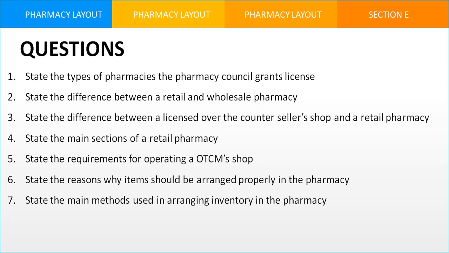Please look at the questions. State the types of pharmacies the Pharmacy Council grants licenses. State the difference between a retail and a wholesale pharmacy. State the difference between a licensed over-the-counter seller's shop and a retail pharmacy. State the main sections of a retail pharmacy. State the requirements for operating an OTCM shop. If you want to open a chemical shop, what are the requirements? State the reasons why items should be arranged properly in the pharmacy. And the last one: state the main methods used in arranging inventory in the pharmacy.